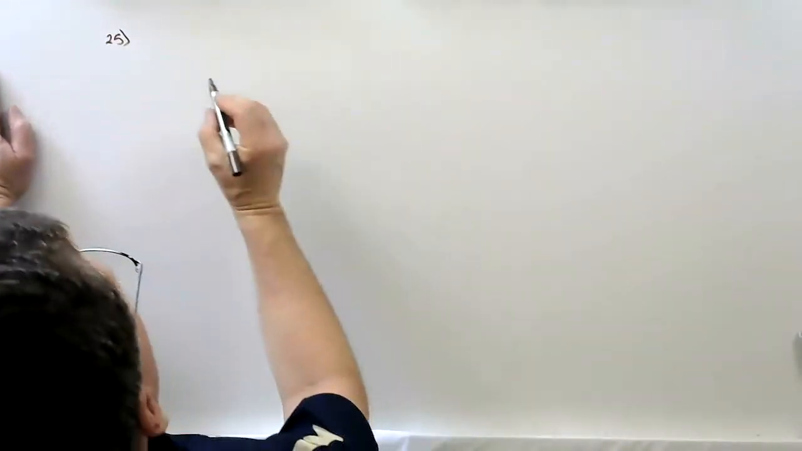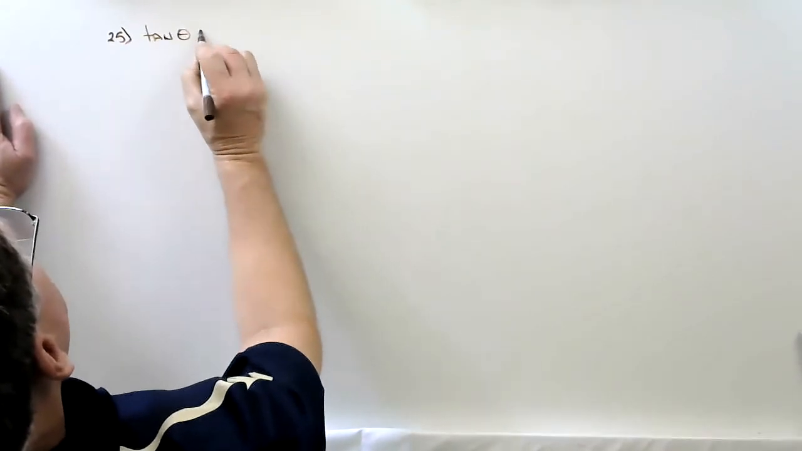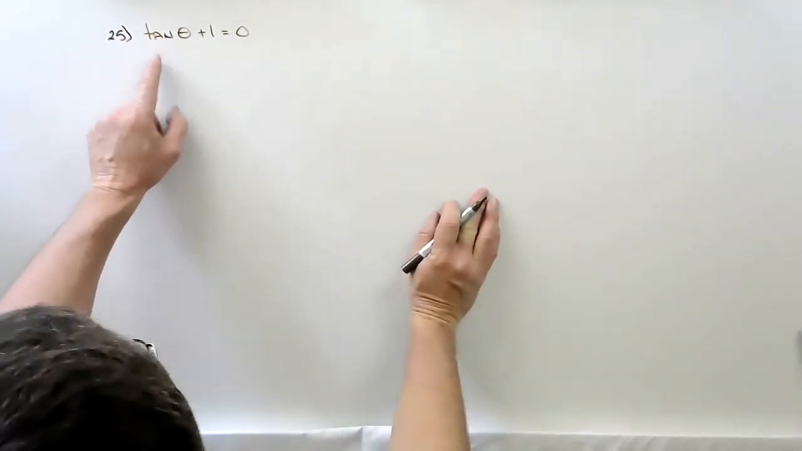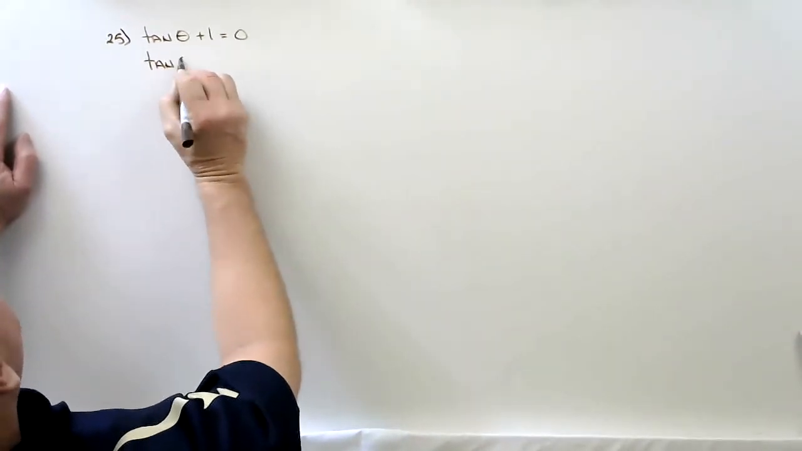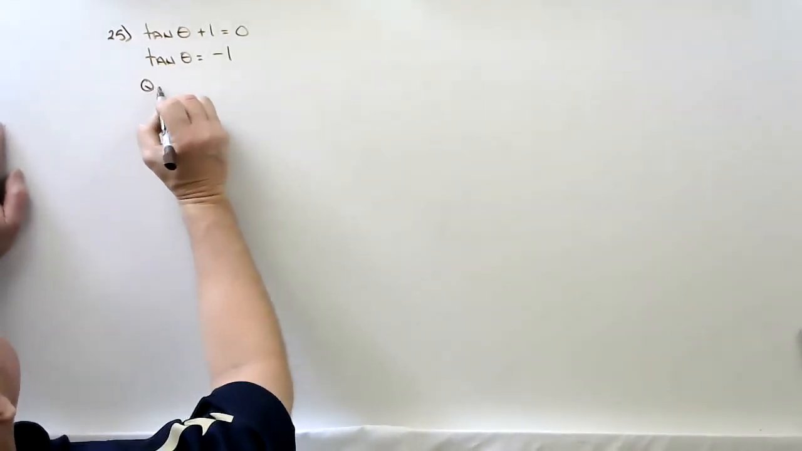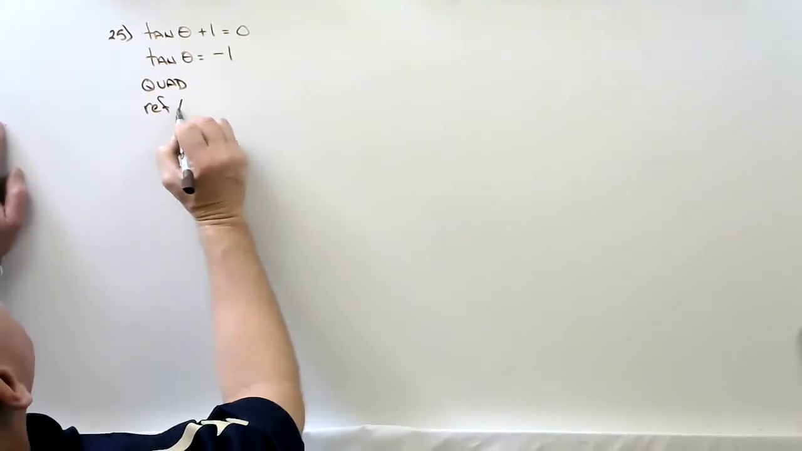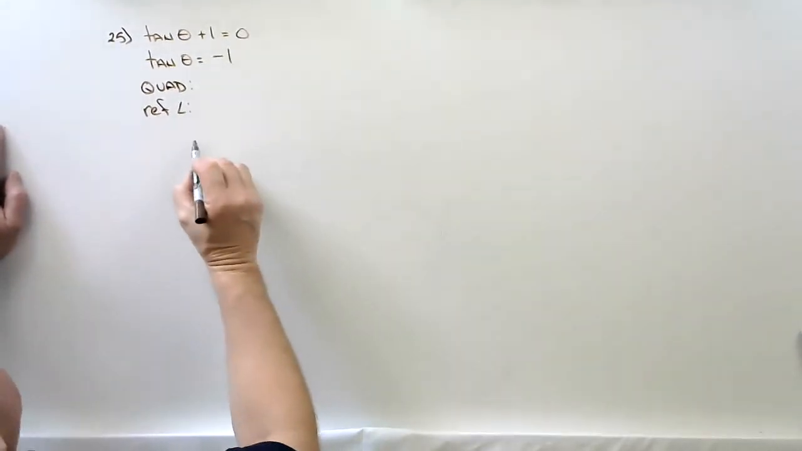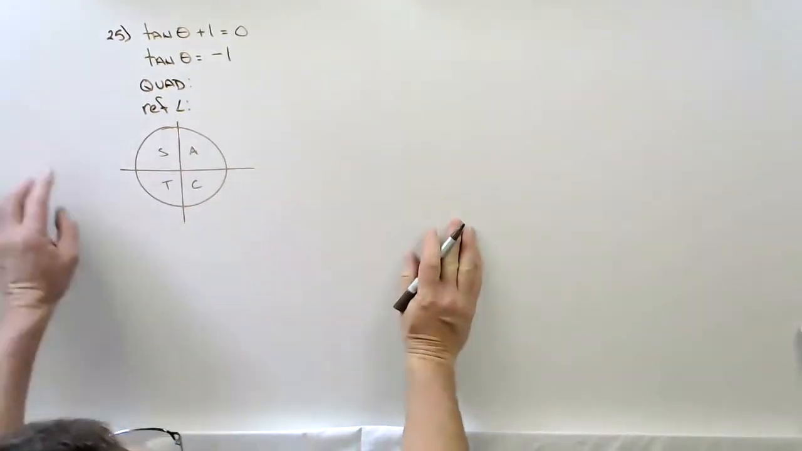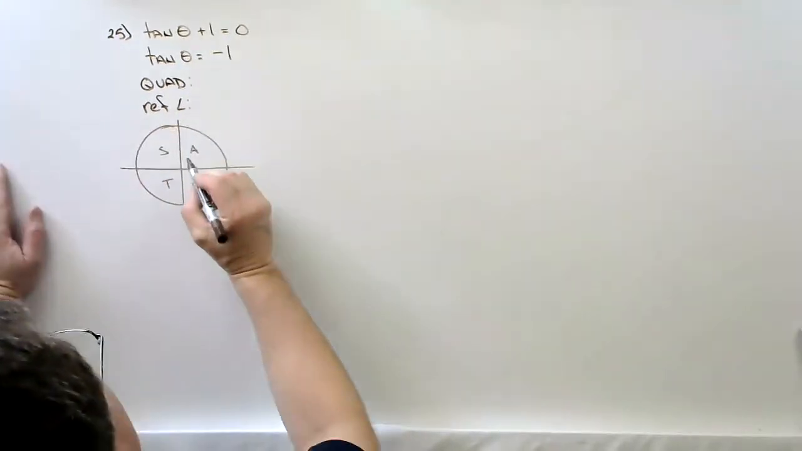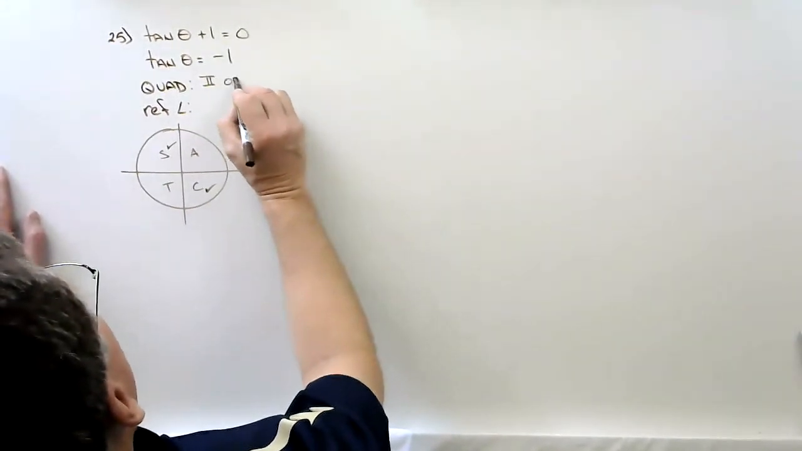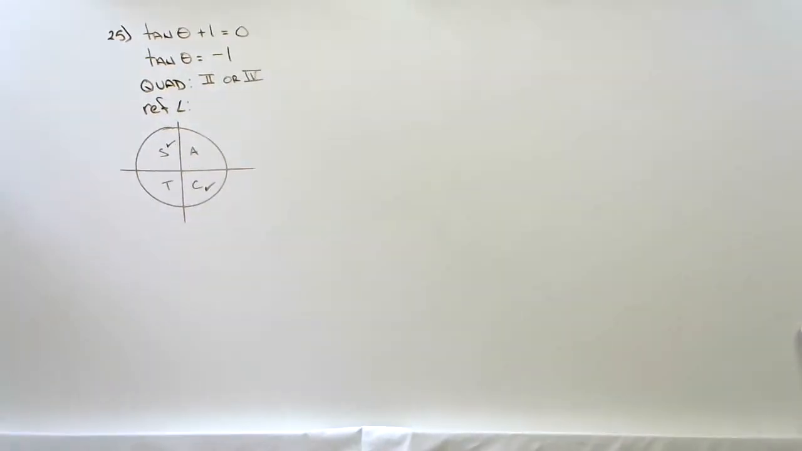Now, problem 25 is a tangent problem, and it says tangent of theta plus 1 equals 0. So remember, our first task is to isolate the trig function. So this says tangent theta equals, we're going to move the 1 across, and we get -1. Now we're going to start with quadrant and reference angle, just like before. We're going to draw our circle. We're going to ask ourselves, what quadrant would we be in if tangent's going to be negative? So tangent is negative in this quadrant and negative in this quadrant. So we're in quadrant 2 or quadrant 4.